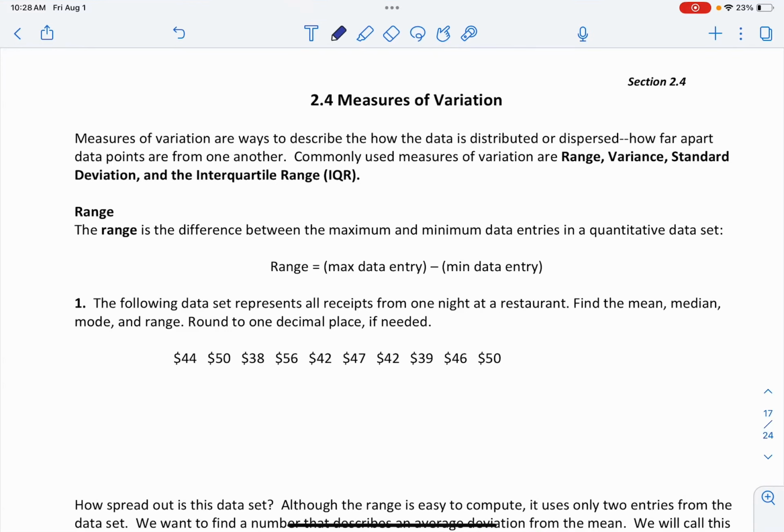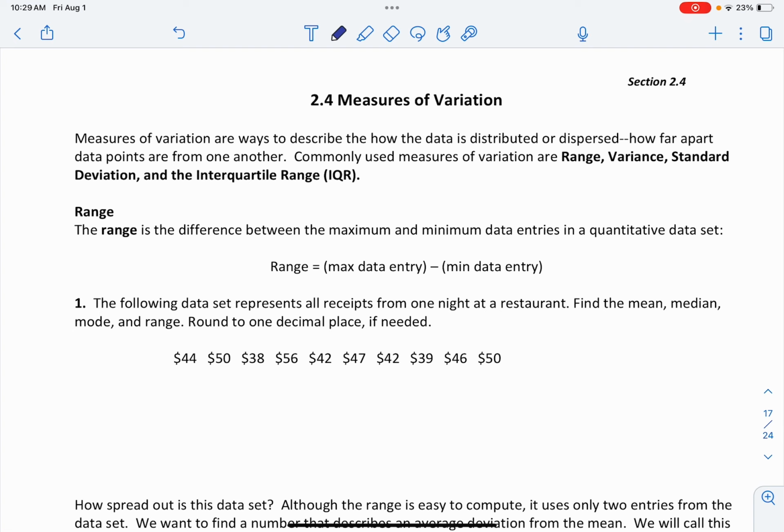Hey class, we're going to move on to section 2.4, measures of variation. Last we did center, so now it's variation. How does a data set spread about the mean? Right, so how it's distributed, dispersed, how far apart are the data points from each other? Are there any measurements that we could use to do that?